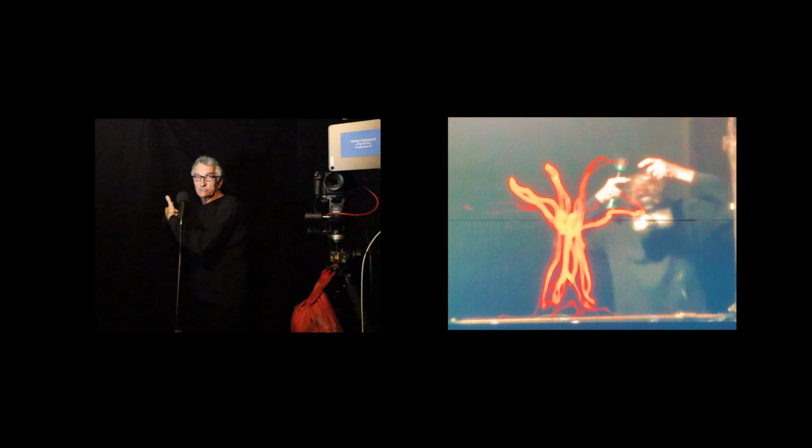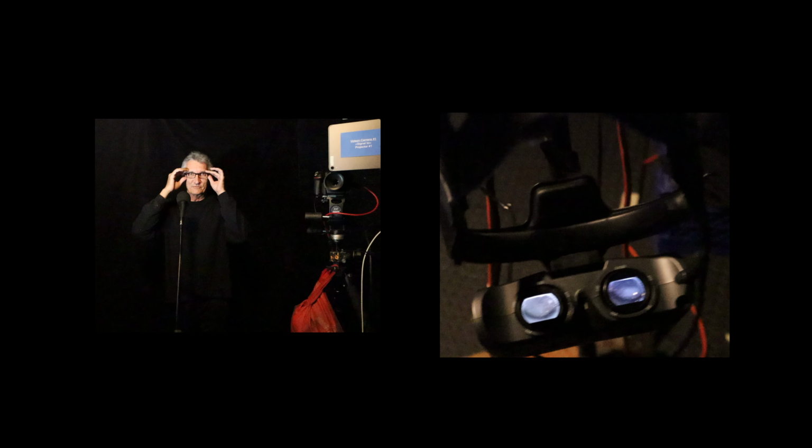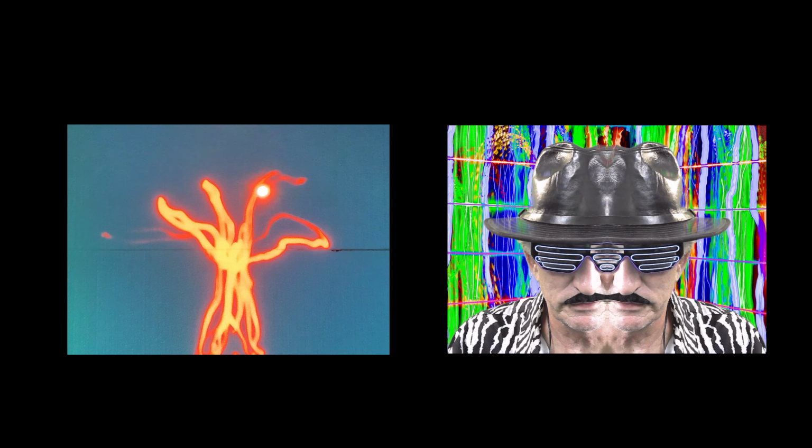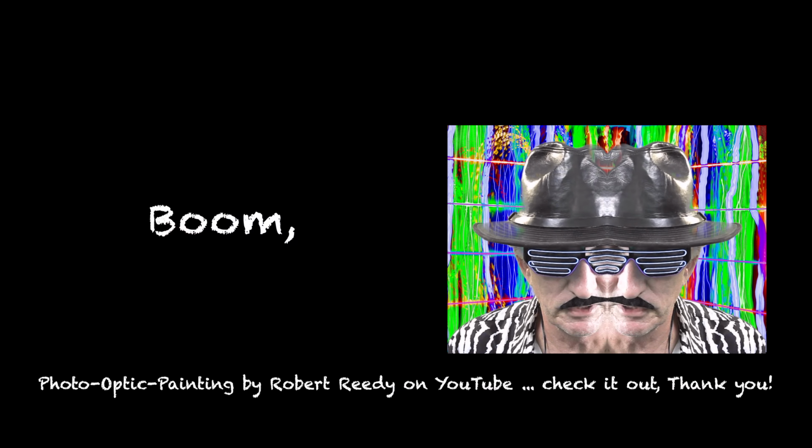Those two projections get sent to my goggles. And that's the final step before I start painting. You got your moving light, you got your image in progress. You throw the two on top of each other, you send that to your goggles, boom, done.